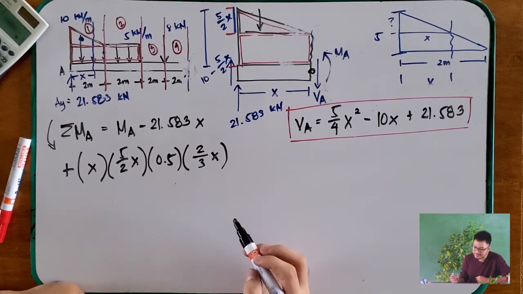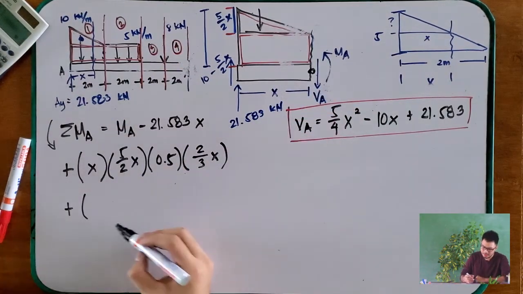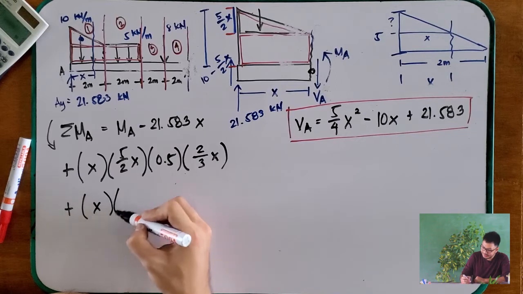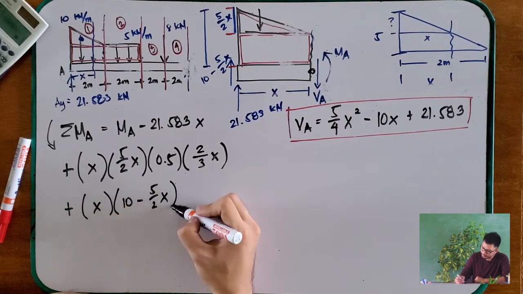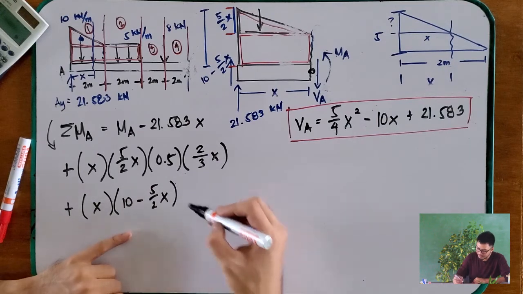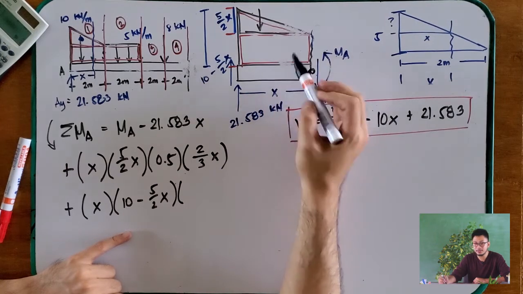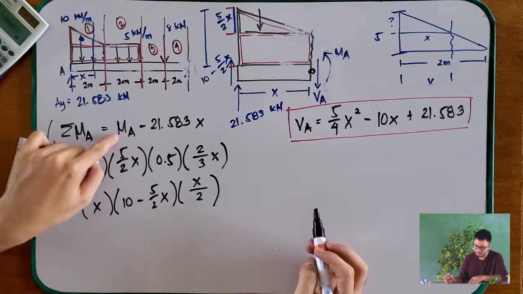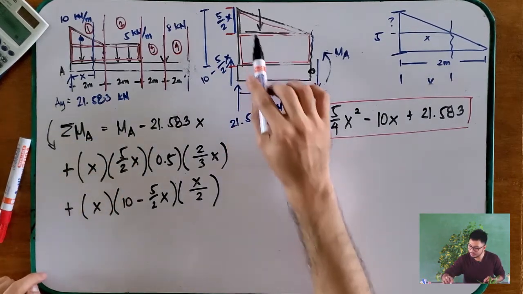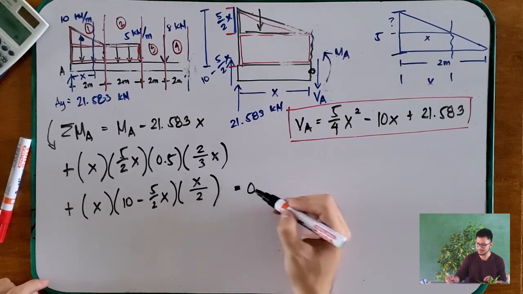Laban. Next is plus. Sa rectangle na punta. Rectangle, base is X, height is 10 minus 5 over 2X. And then, moment arm of, di ba? Ang moment arm sa rectangle, tunga. So, that is X over 2. 1, 2, 3, 4. And all of this is equal to 0.